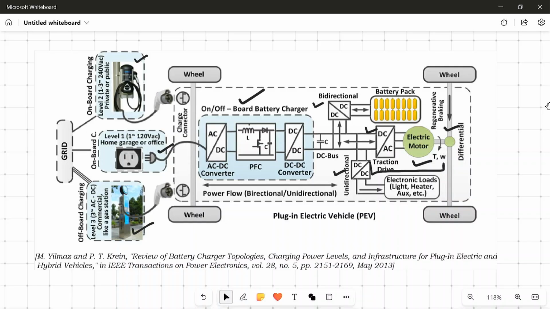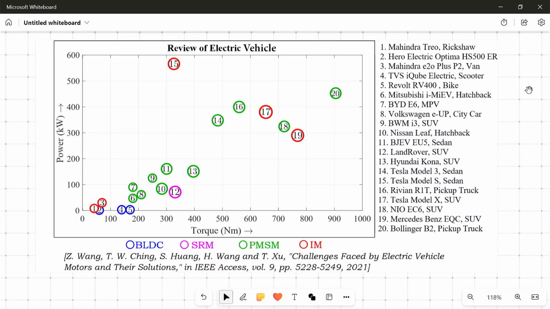Now, different types of electric vehicle may have various types of electric motor drives installed. A typical overview of how different types of motor drives and their power levels are spread over different types of electric vehicle is shown over here. We have taken the example of almost 20 electric vehicles, including some 2 or 3 wheelers, some low-end cars, some high-end 4-wheeler cars, and going all the way up to a pickup truck.